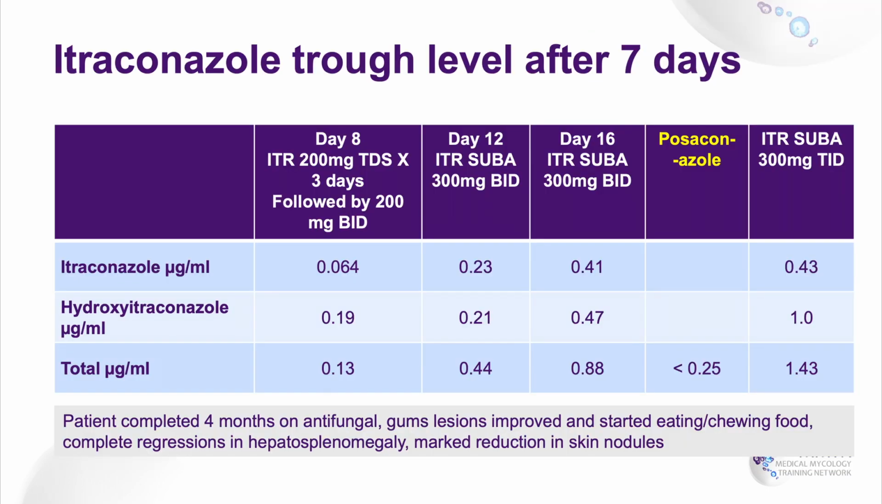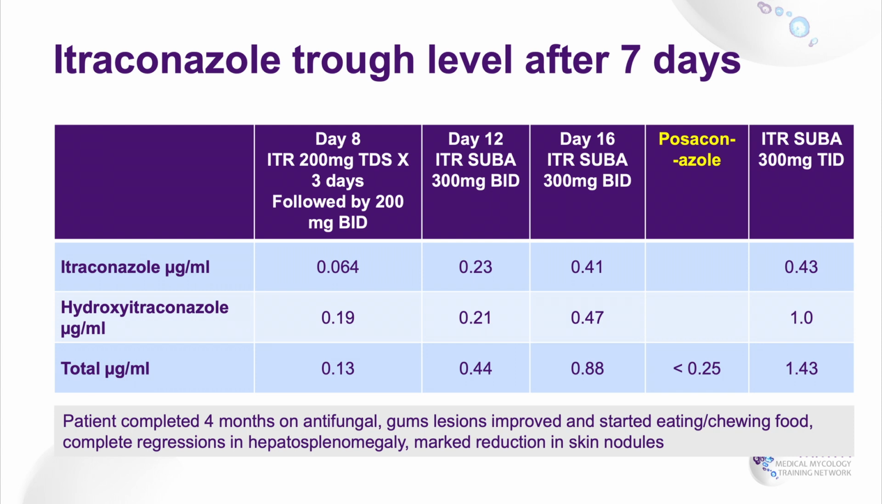Let us look at the levels. The patient is still on amphotericin B. So on day 8, we know that the patient generally takes 5 to 7 days to achieve a steady state level of itraconazole. Despite a loading dose of itraconazole for 3 days, the first TDM that we did for itraconazole showed the itraconazole level was 0.064 and the hydroxyitraconazole was 0.19. We know that the first metabolite of itraconazole, hydroxyitraconazole, is also a very active antifungal agent. So we generally calculate both and check the levels. So it was highly suboptimal.